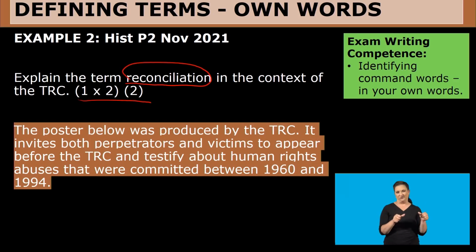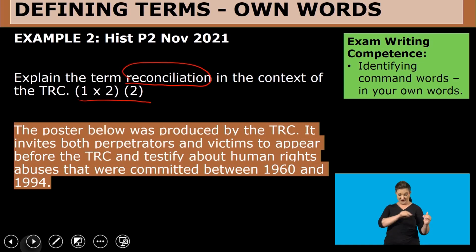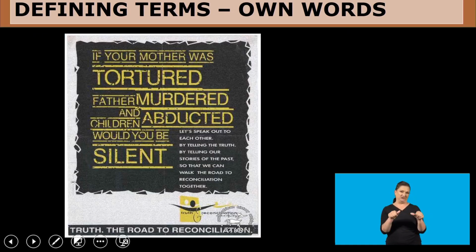The caption reads, the poster below was produced by the TRC. It invites both perpetrators and victims to appear before the TRC and testify about human rights abuses that were committed between 1960 and 1994. So even before you look at the poster and analyze it, the caption tells you what the poster is about. Now, let's look at the poster itself to see if it gives us all the information that is contained in the caption. So you have to analyze the poster before you look at the question.